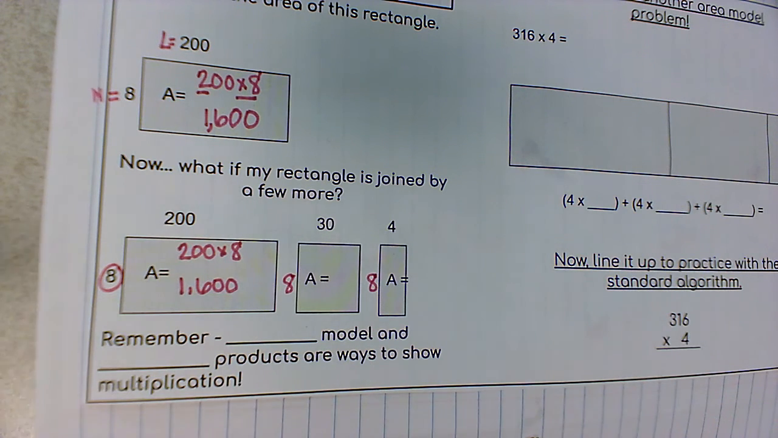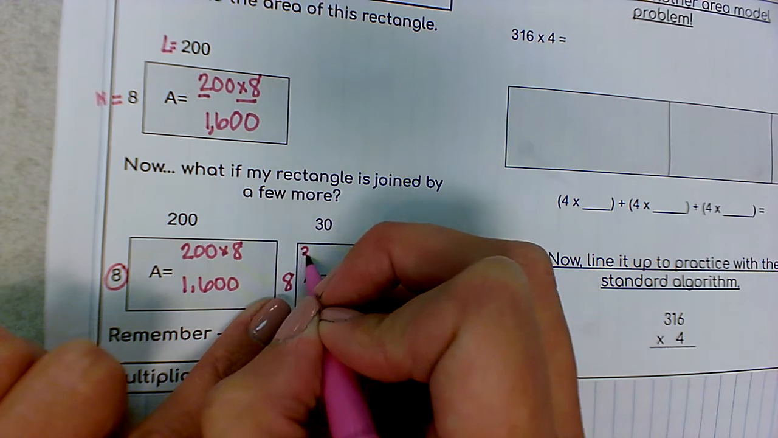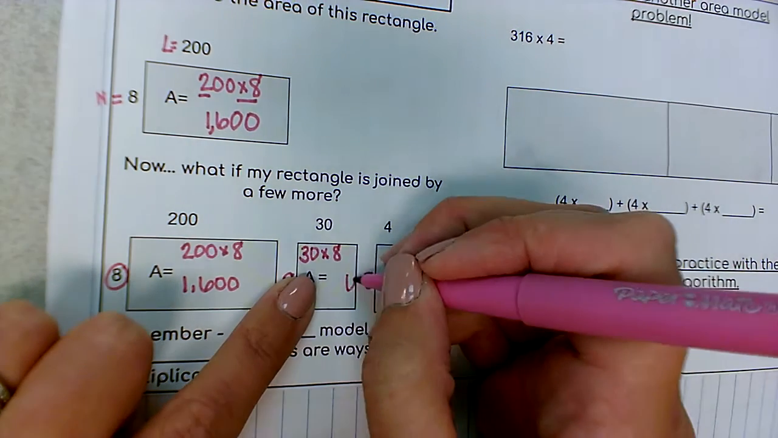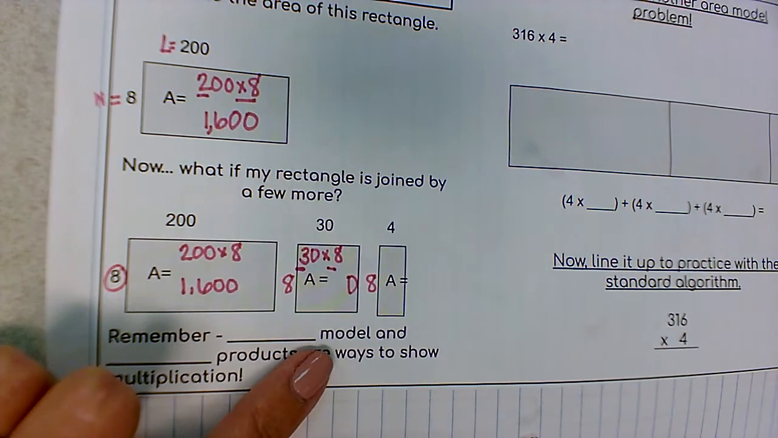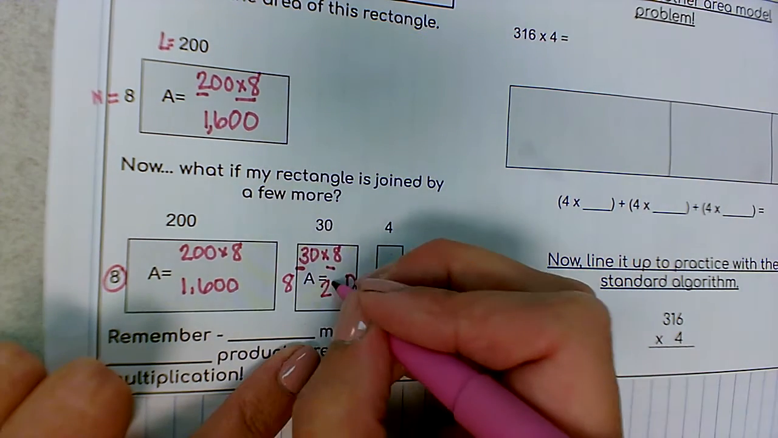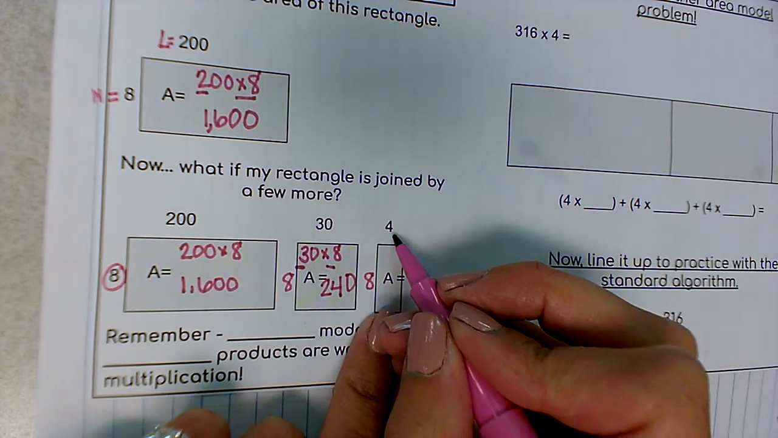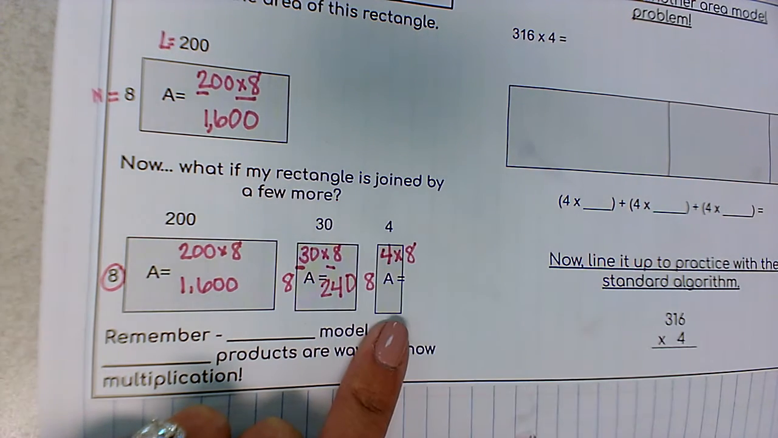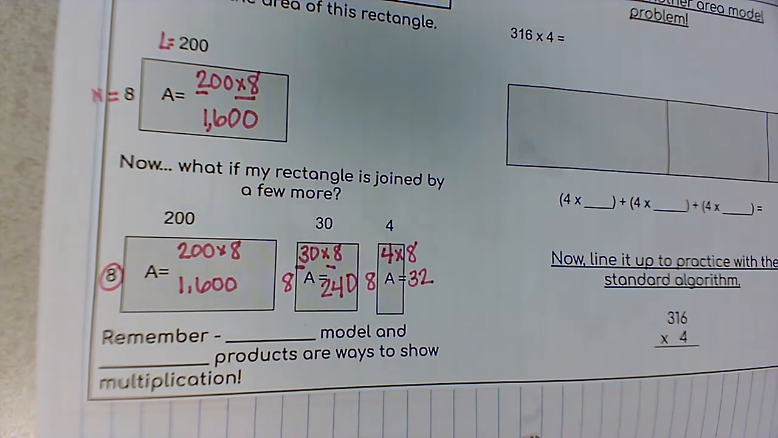So I want to decide what is the area of this second rectangle. Well, I'm going to do 30 times 8. I see 1 extra 0, and then my basic fact of 3 times 8. And I know that 3 times 8 equals 24. So 30 times 8 equals 240. Now, I can take my last rectangle, and I know that I would do 4 times 8. And 4 times 8 is 32. I didn't have any extra zeros.